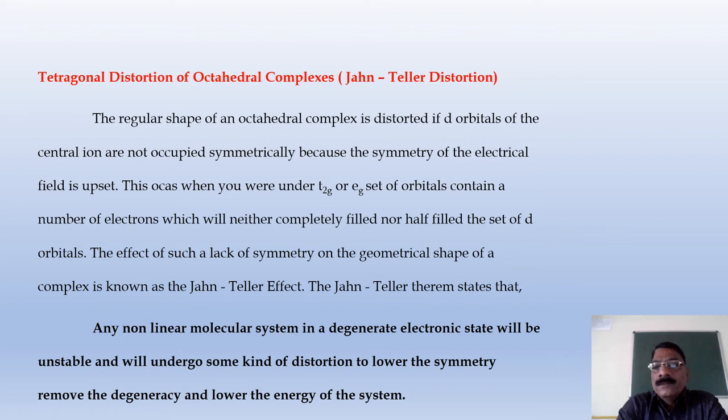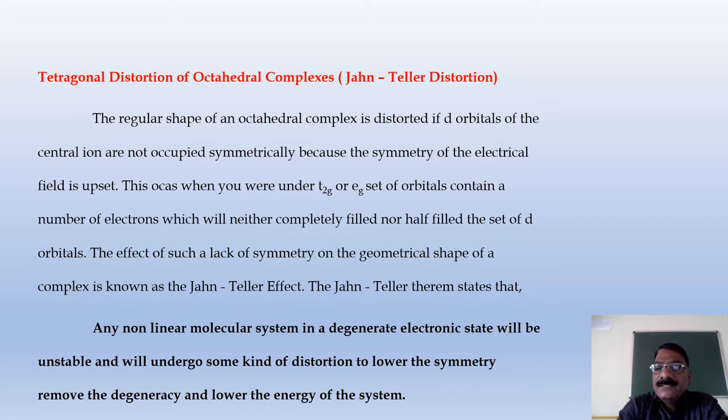Good morning, students. Today we are going to see the distorted geometry in the octahedral complexes. That is, tetragonal distortion of octahedral complexes. That is, Jahn-Teller distortion, the irregular geometry which occurs in octahedral complexes. It is explained by Jahn and Teller, and thus it is called Jahn-Teller distortion.